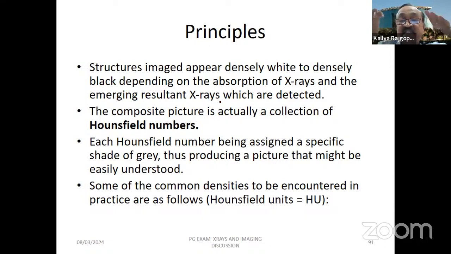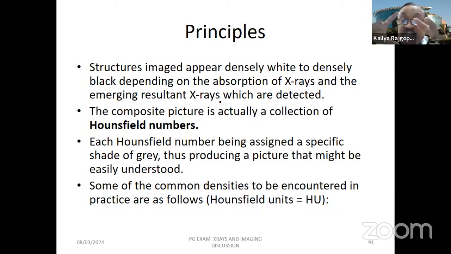Just like in the ultrasound we mentioned how fluid looks dark, right? Gray means solid tissue. Similarly, I mentioned that in ultrasound, bone is white. There we use the word echo, whereas in CT scan we use the word density. Structures which appear densely white or densely black all depend upon how much they absorb the X-ray. The emerging X-rays are the ones which are detected here.